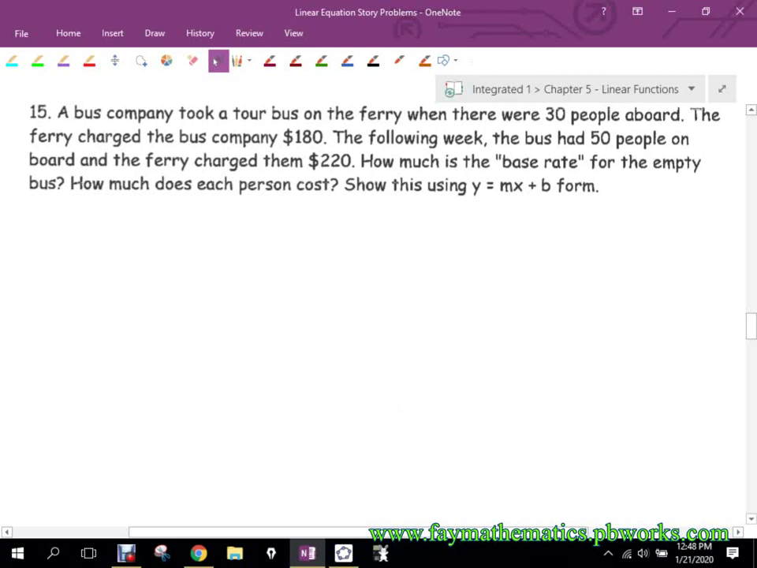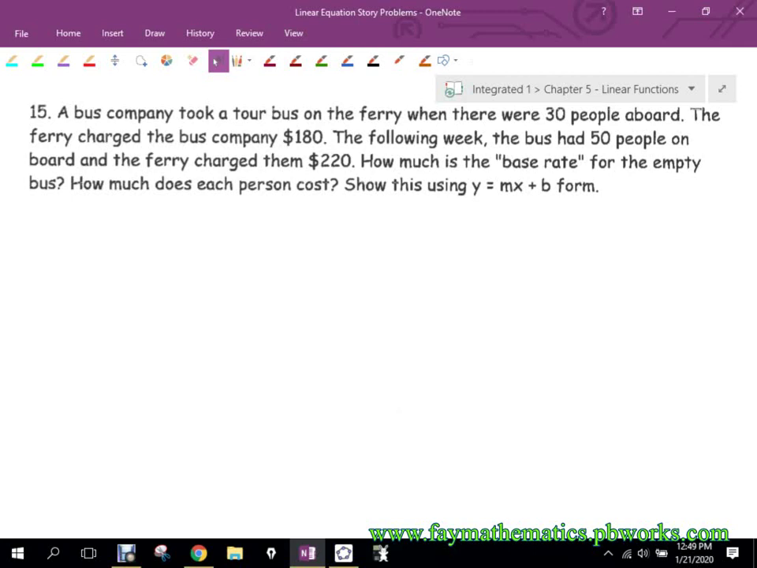A bus company took a tour bus on the ferry when there were 30 people on board. The ferry charged the bus company $180. The following week, the bus had 50 people on board, and the ferry charged them $220. The problem asks how much is the base rate for the empty bus.